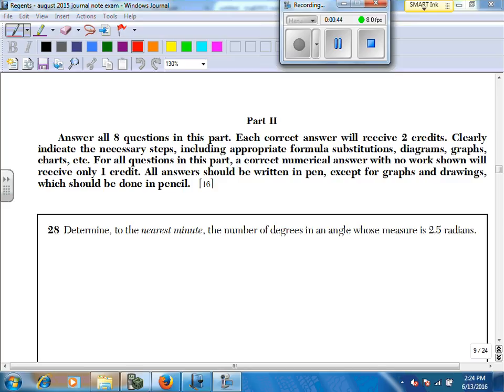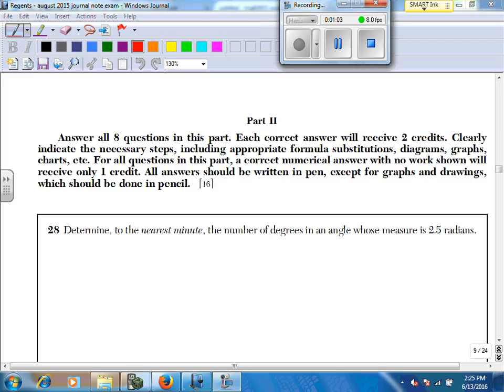This is the second part of the August 2015 exam. So we'll go through each of these open response questions. You guys should have been able to check your answers in the first video. If you didn't, I would go back to that video to make sure that you check your answers. But we'll go over each of these.